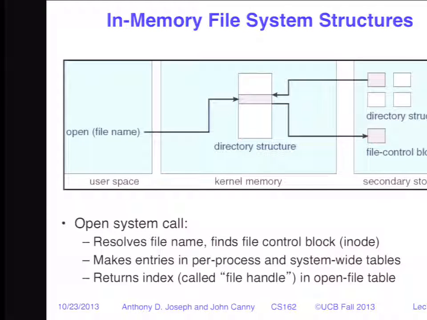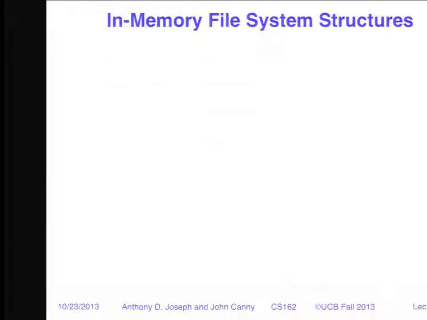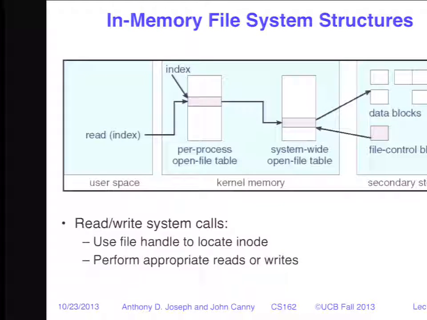And what you get back as a user is a file handle, which is basically a pointer to that open file table. So when you want to do a read, you provide this index, this file handle, which is a pointer into this per process open file table, which contains an entry into the system-wide open file table, which tells us where to find the inode and all the data blocks. All right?